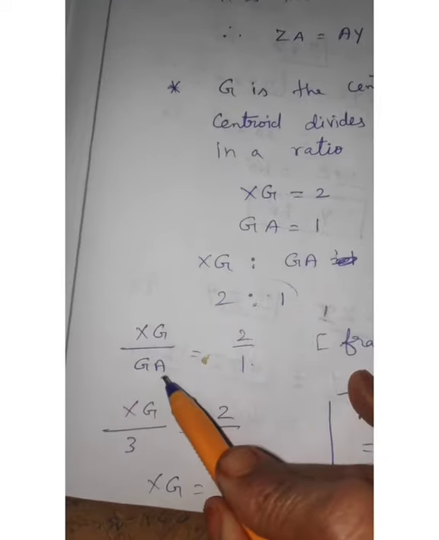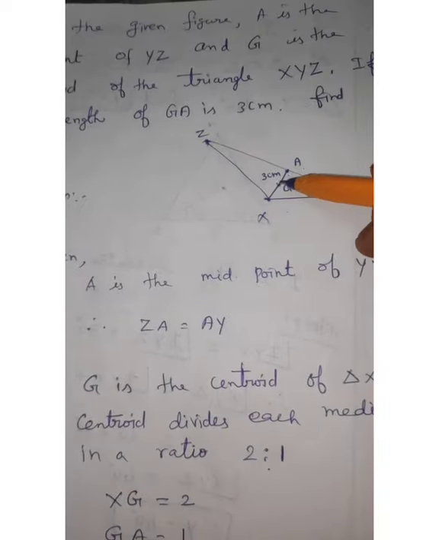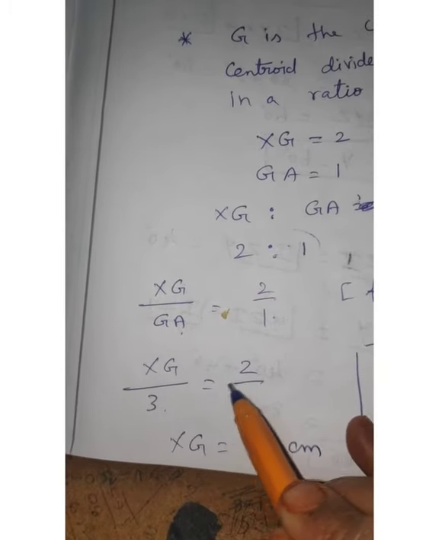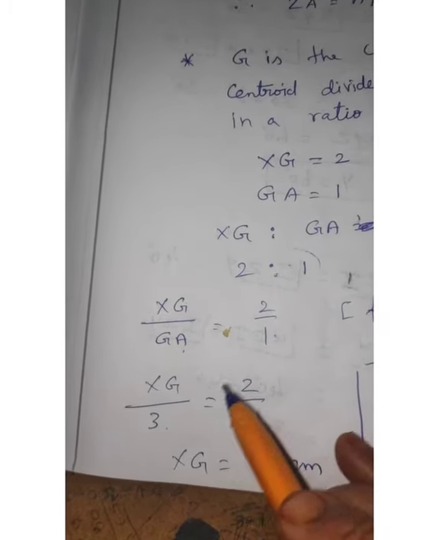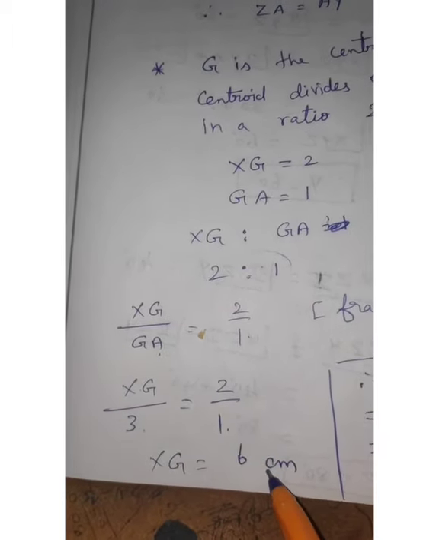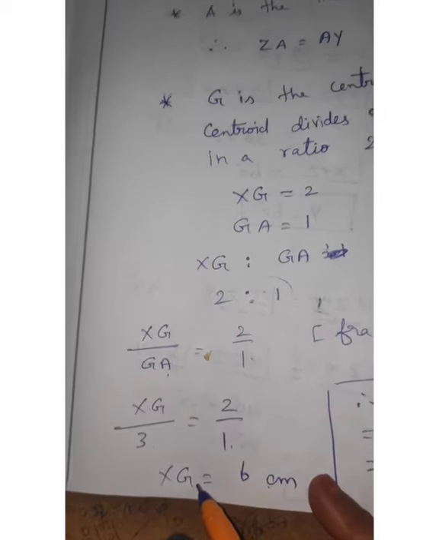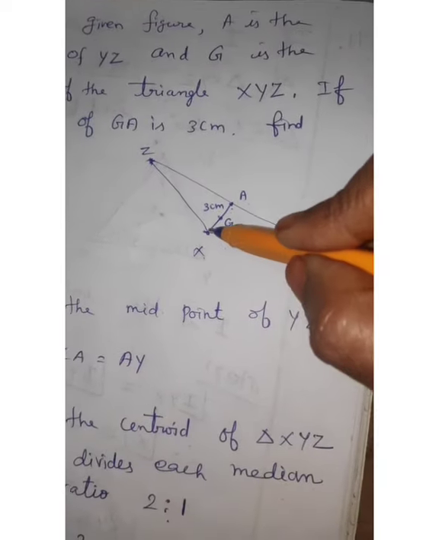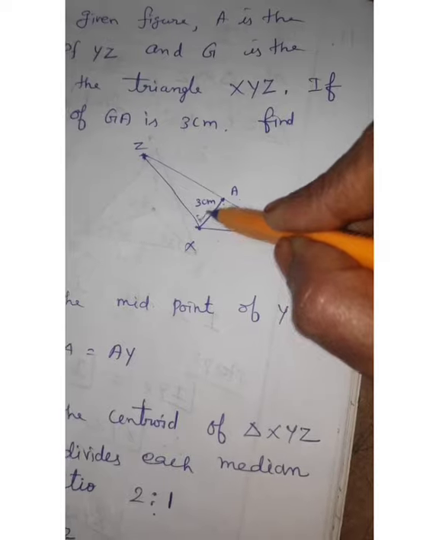GA is given as 3 centimeters, so substitute this value: XG divided by 3 equals 2/1. Do the cross multiplication: 1 times XG equals XG, and 2 times 3 is 6 centimeters. So the XG value is 6 centimeters.